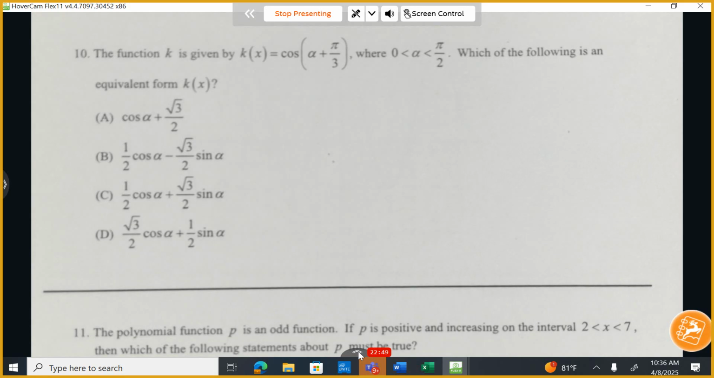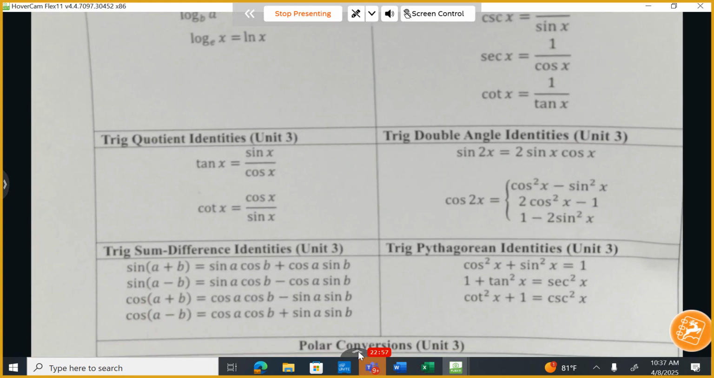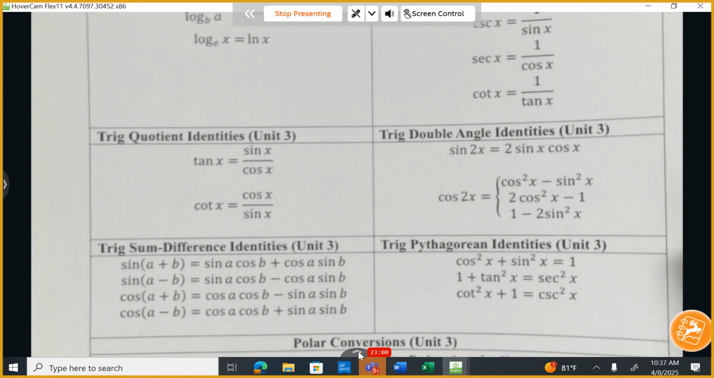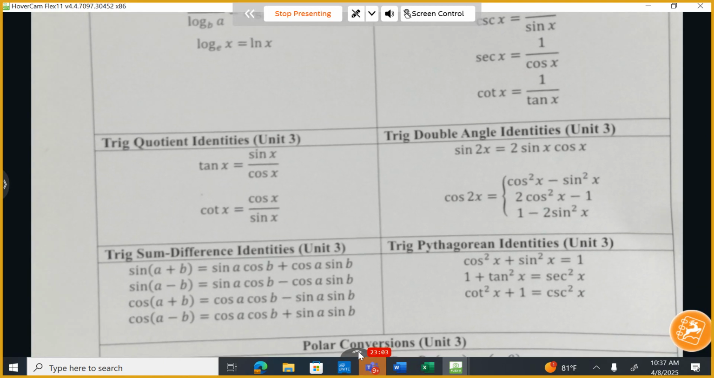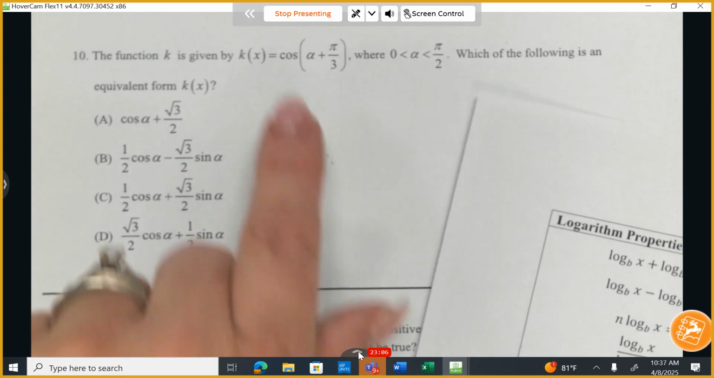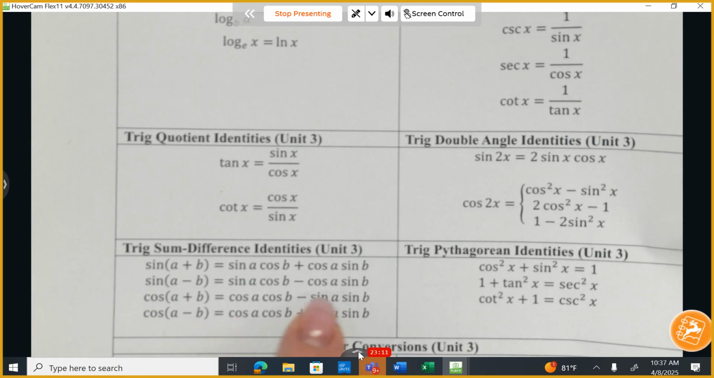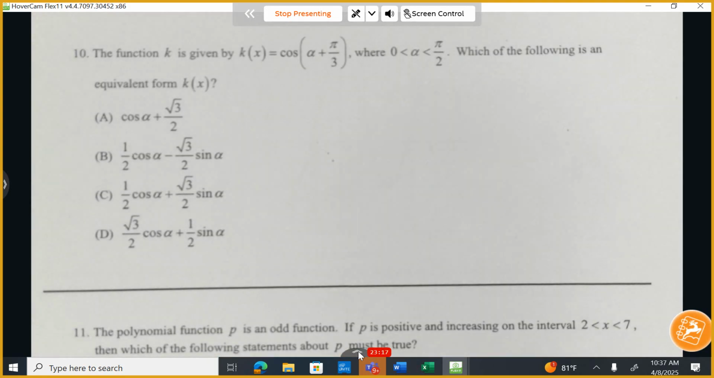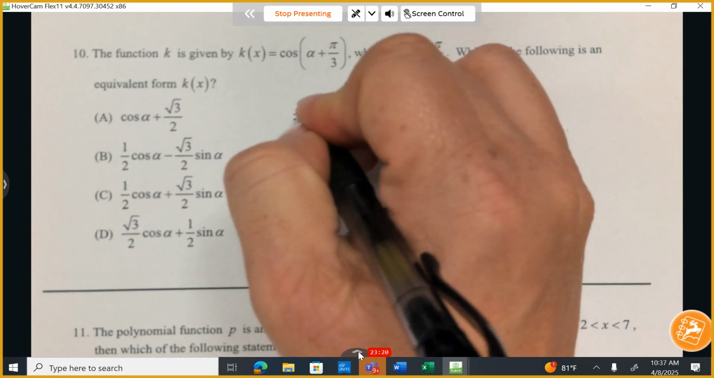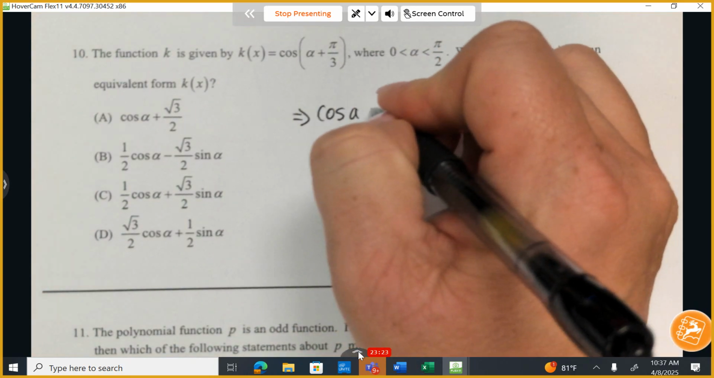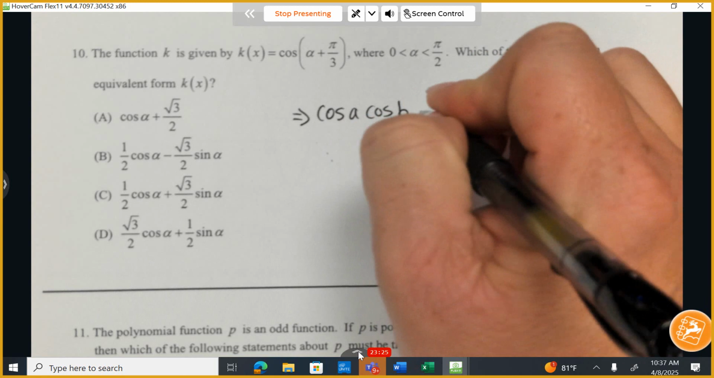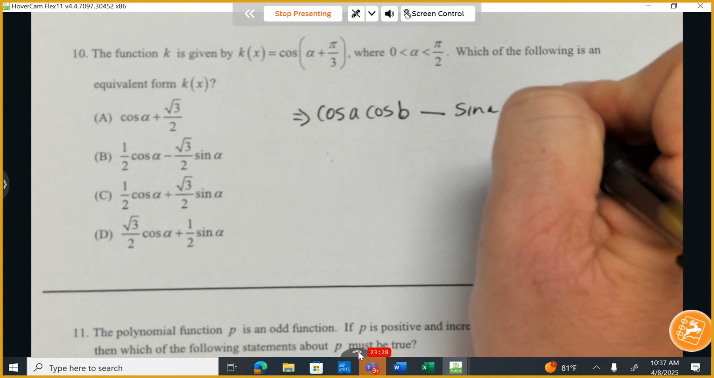All right, number 10. Number 10 is one of those questions where you're like, what am I supposed to do here? So look here. We are going to look over here at the sum and difference identities from our unit 3, our trig unit, and we're going to apply which one. When I look here, I have the cosine, and I'm adding 2 things. So I come over here, cosine, I'm adding. I'm going to write this down. So it's cosine, and then it's sine, and they're subtracted in between. Let's write it down. I'm going to write down cosine A, cosine B, subtract sine A and sine B.